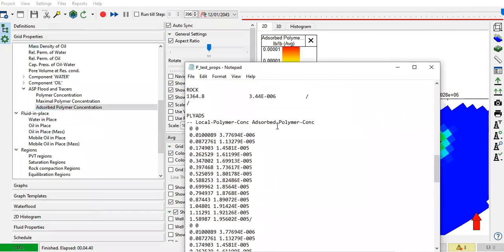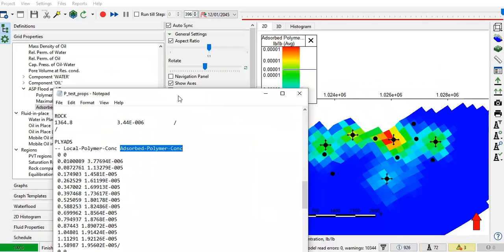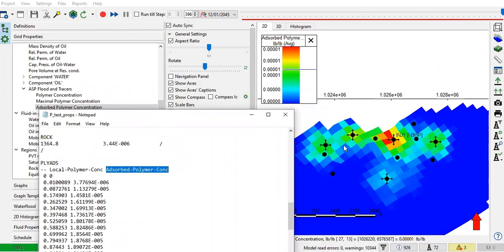Okay. Oh, I mean, yeah, sorry. Imply adds. So local polymer concentration and the adsorbed polymer concentration. So we define the distribution of adsorbed polymer using this keyword apply adds.